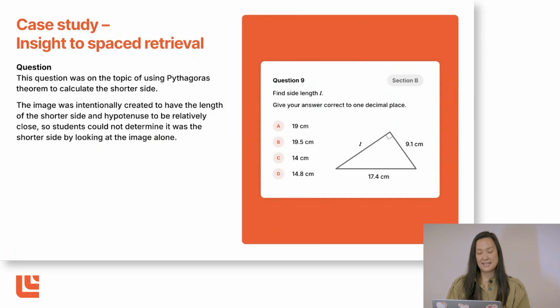So in this case study, which actually is part of that data that I was showing you before about the misconceptions, this question was on the topic of using Pythagoras' theorem to calculate the shorter side. So as we said before, questions were intentionally created. In this image, the shorter side and the hypotenuse were created to not really be able to visually decipher which was the shorter side and which was the hypotenuse, but really understanding that the two sides that make the right angle are the shorter sides and the hypotenuse is the one that connects them.